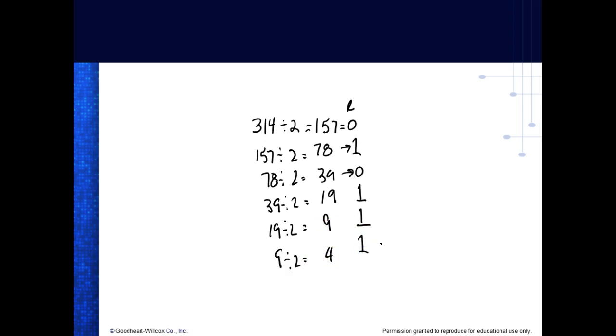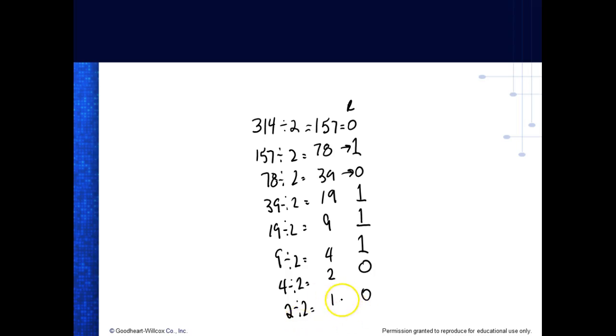Hopefully I don't run out of space. Then I'm going to take 4 and divide that by 2. That's going to give me 2 with a remainder of 0. And I'm going to take 2 and divide that by 2. That gives me what? 1 with a remainder of 0.